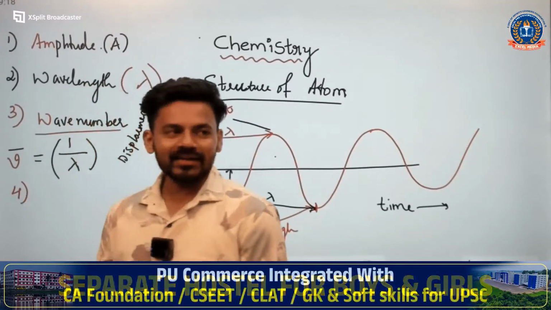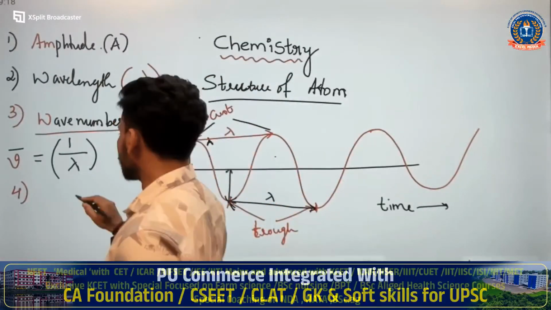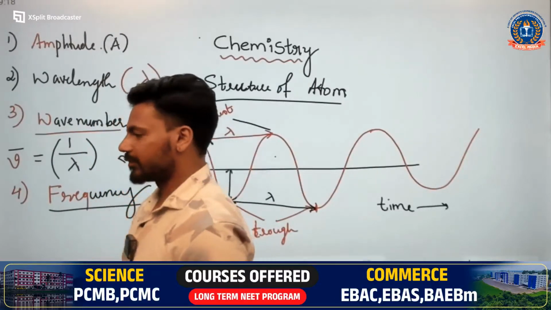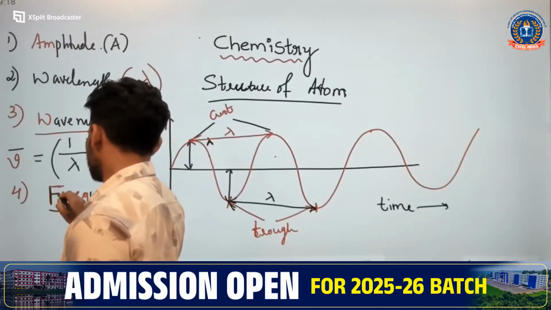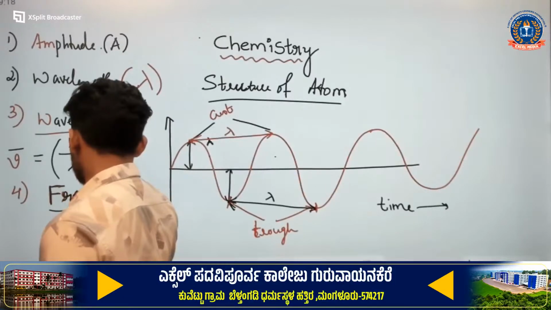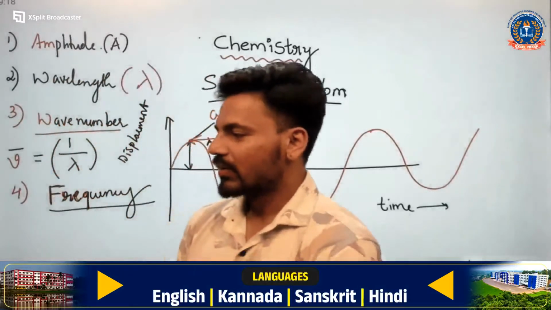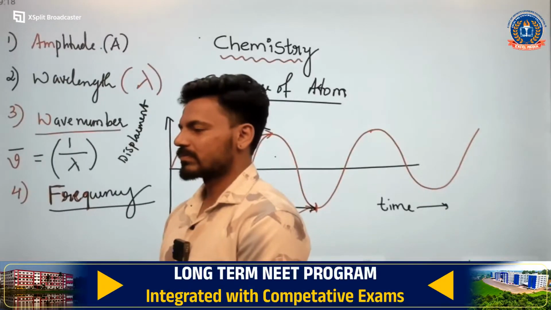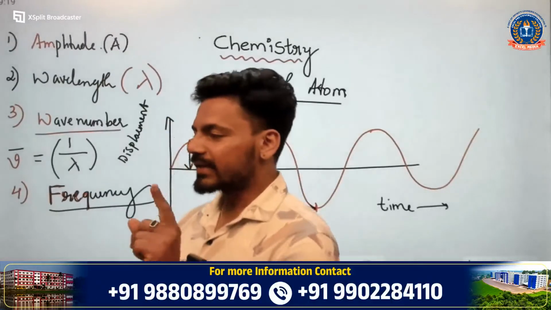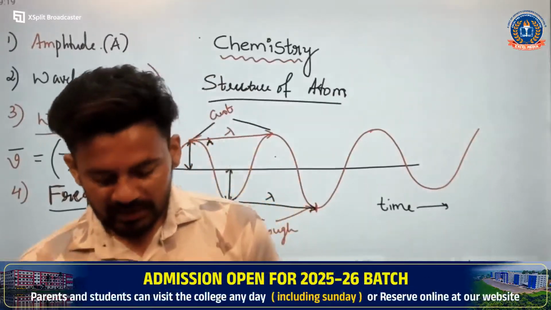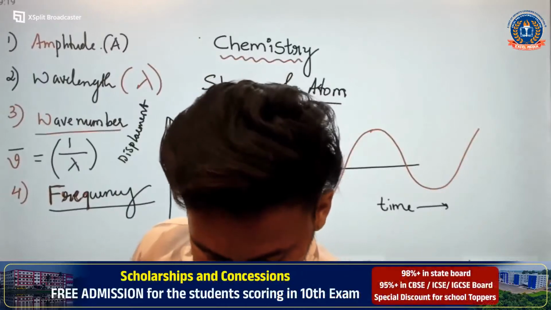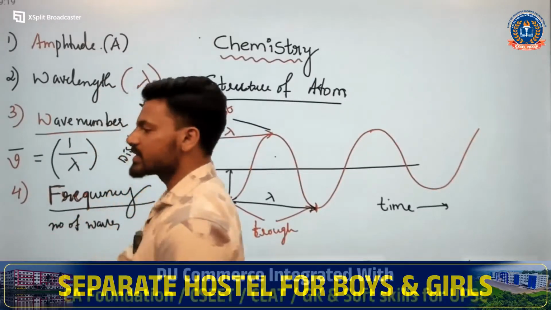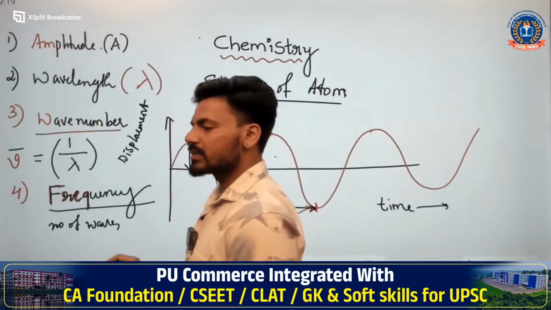Okay, shall we go for the fourth characteristic? Your favorite one, it is nothing but frequency. What is frequency? Number of waves passing through a point per second. Exactly correct, Monisha. It is the number of waves which are passing through a point in 1 second, that is called frequency. What is the symbol?